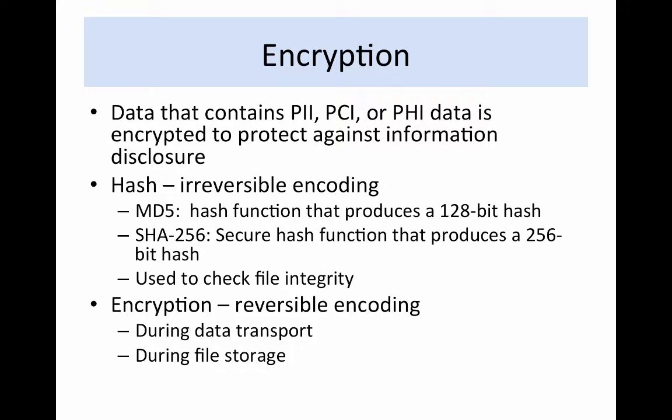The data grid applies two algorithms to datasets: a hashing algorithm to generate a checksum to verify integrity, and an encryption algorithm to prevent interpretation. The hash algorithm is a form of irreversible encoding. The data grid supports two hashes, MD5, which produces a hash length that is 128 bits long, and SHA-256, which produces a hash length that is 256 bits long.